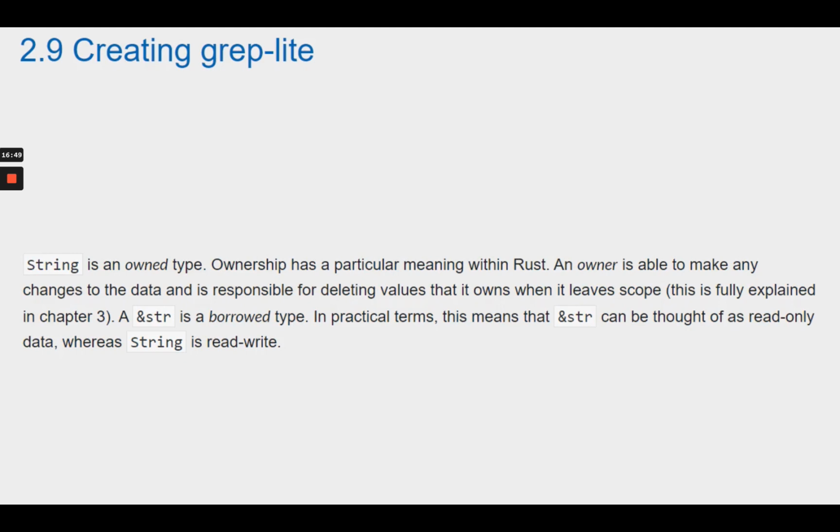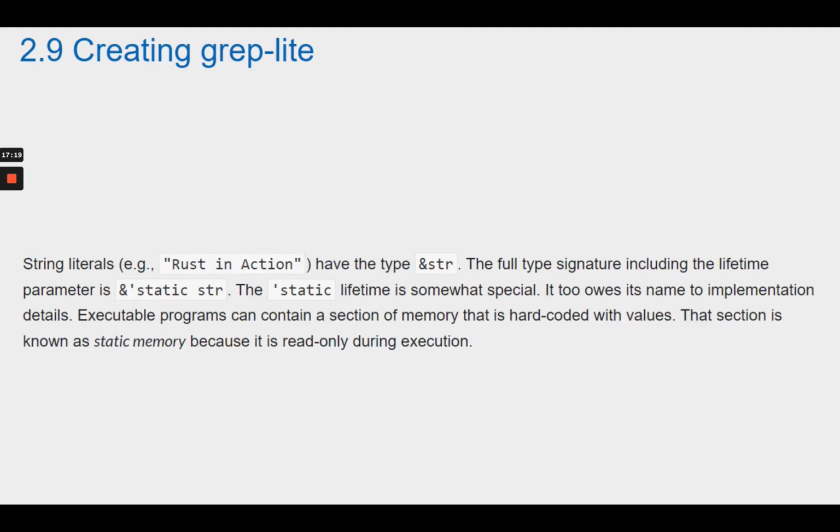String is an owned type. Ownership has a particular meaning within Rust. An owner is able to make any changes to the data and is responsible for deleting values that it owns when it leaves scope. This is fully explained in Chapter 3. A &str is a borrowed type. In practical terms, this means that &str can be thought of as read-only data, whereas String is read-write.